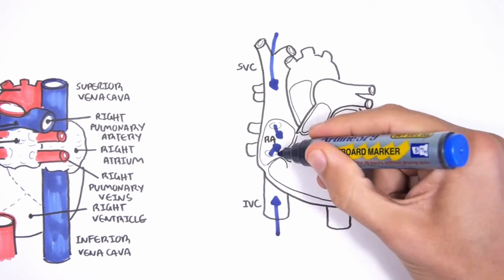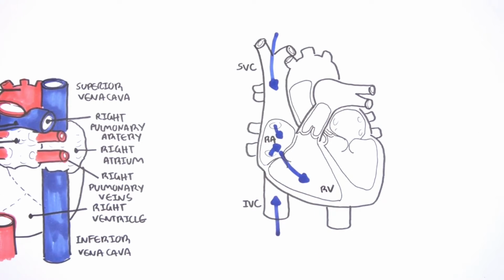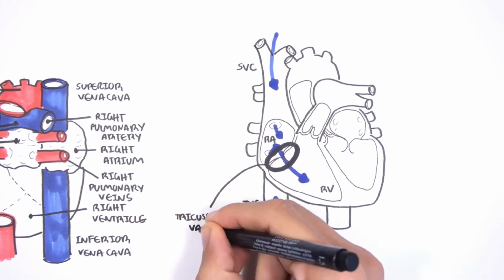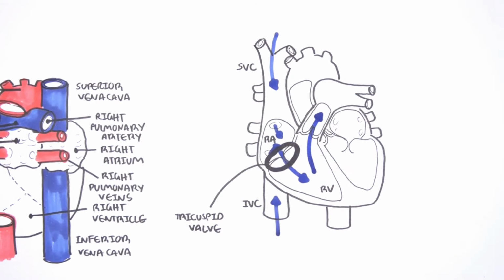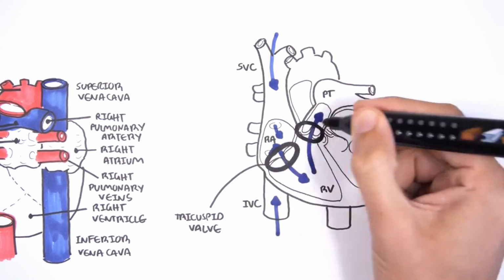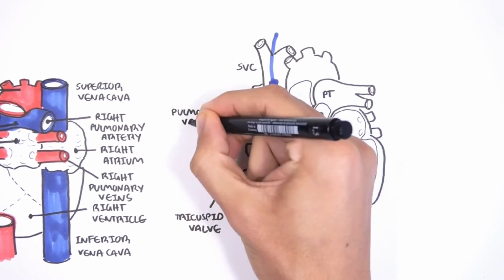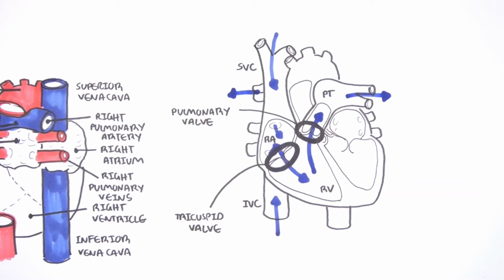From the right atrium, blood flows to the right ventricle through a valve known as the tricuspid valve. And then from the right ventricle, blood will flow up to the pulmonary trunk through another valve called the pulmonary valve. From the pulmonary trunk, blood will go to the lungs.